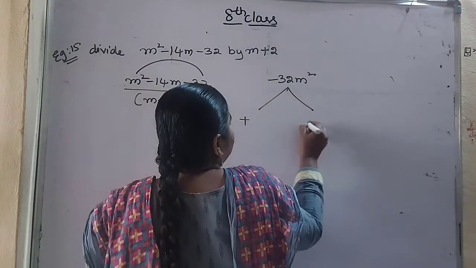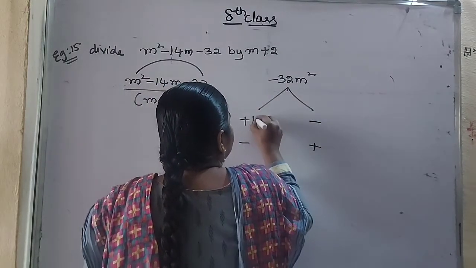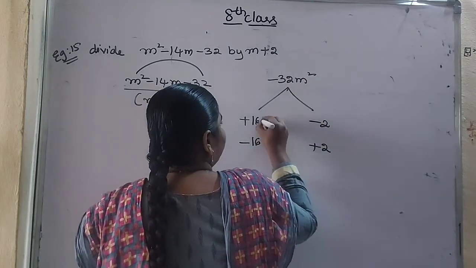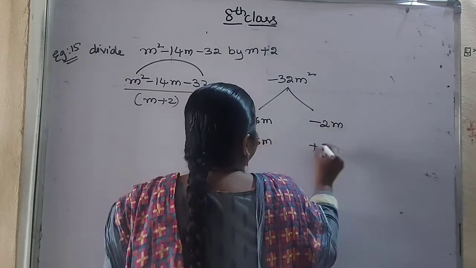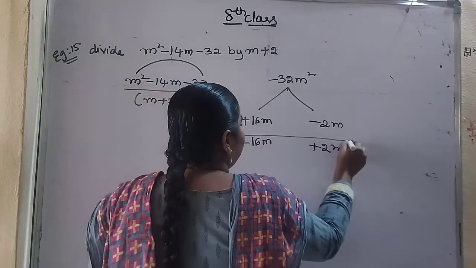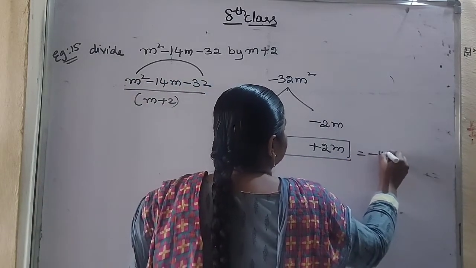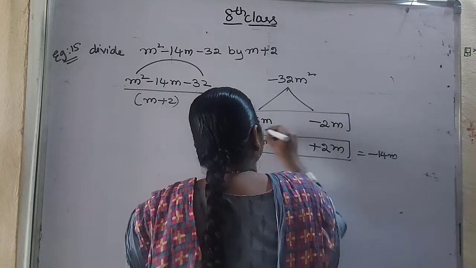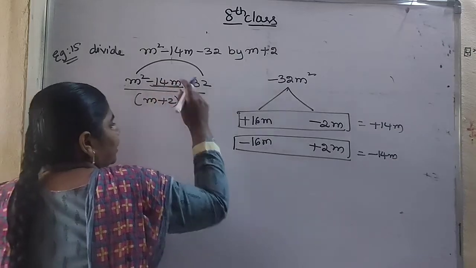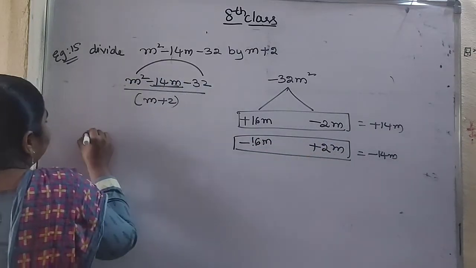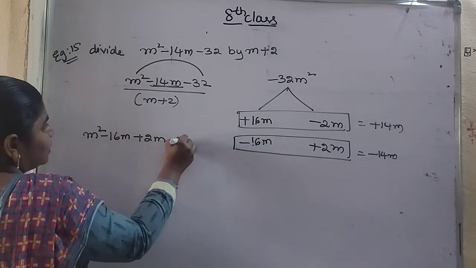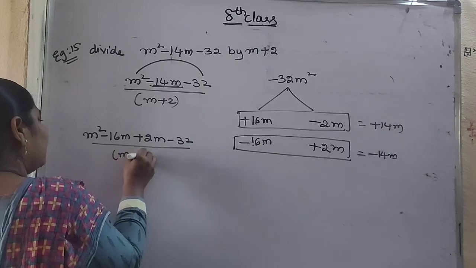Minus can be written as plus into minus, or minus into plus. So 16 times 2 is 32. M square can be written as m into m. Now if you subtract, it should be minus 14m. So if you subtract these, that will be equal to minus 14m. So in place of minus 14m, I am substituting these two values: m square minus 16m plus 2m minus 32 by m plus 2.